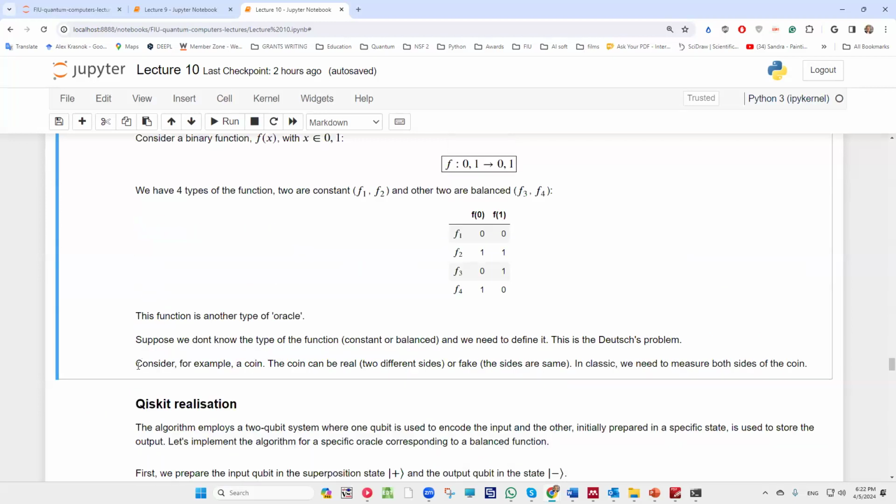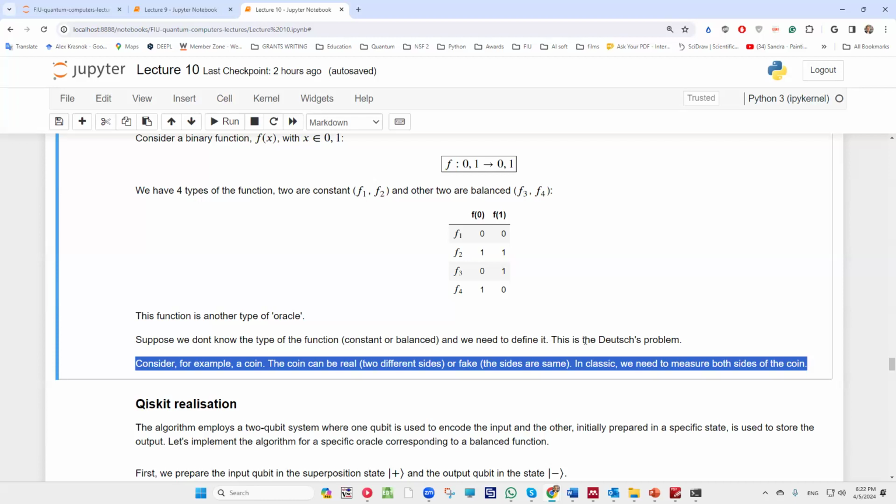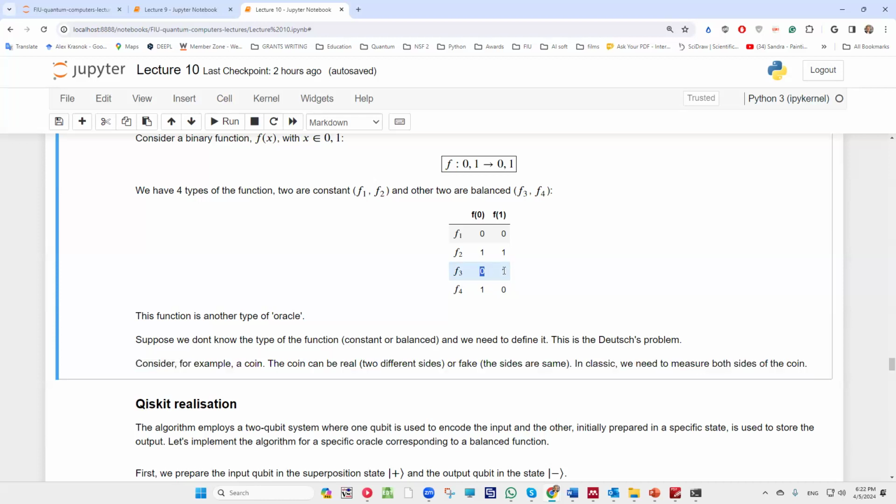However, you can imagine this function for yourself as a coin. Okay, so if the coin is fair, is real, it has 2 different sides, right? That you can basically look at, recognize, and immediately see that, oh, your coin is real because both sides are different.